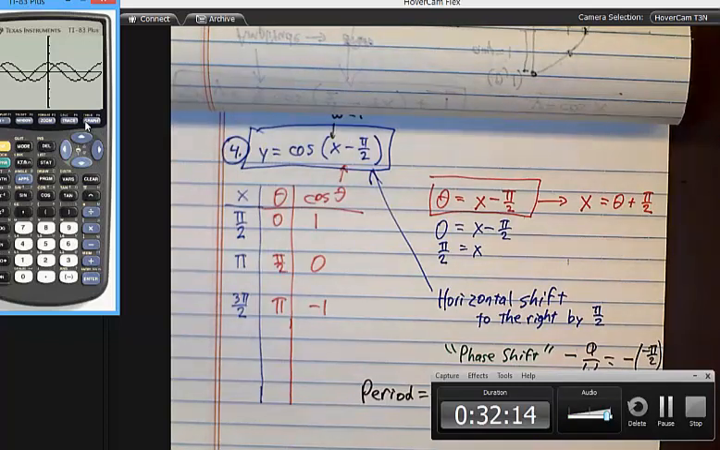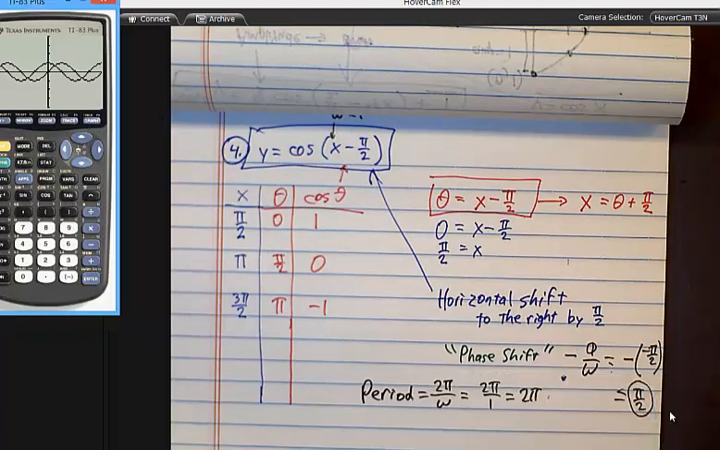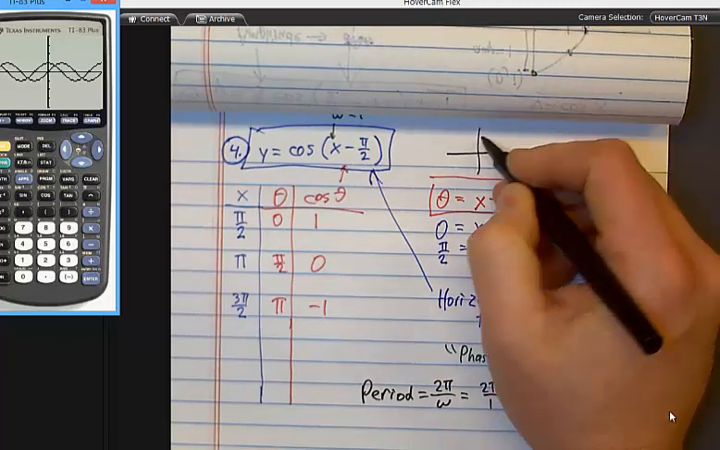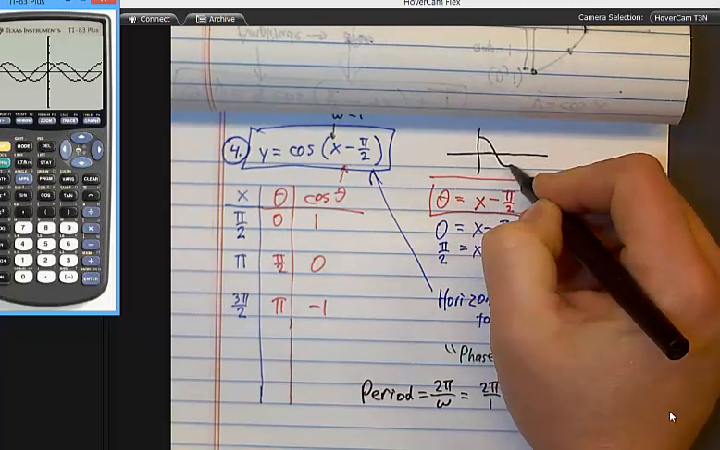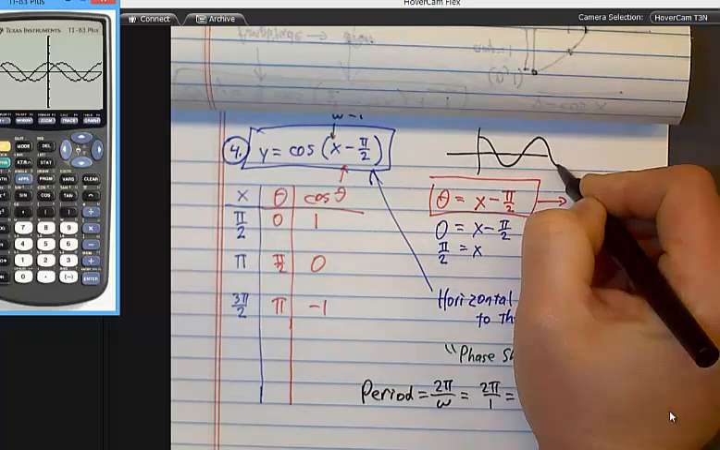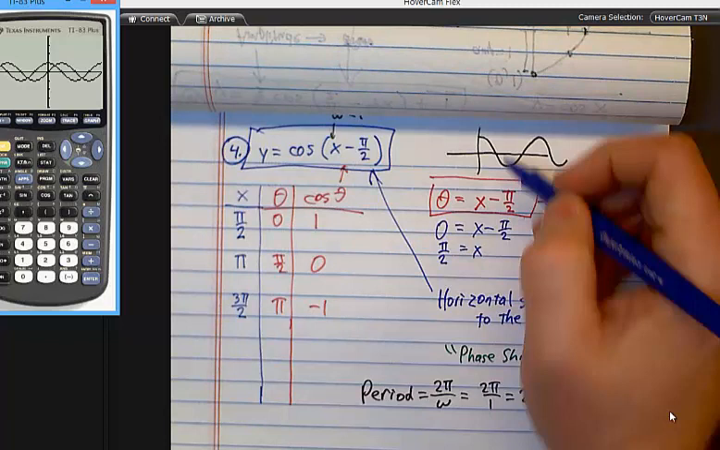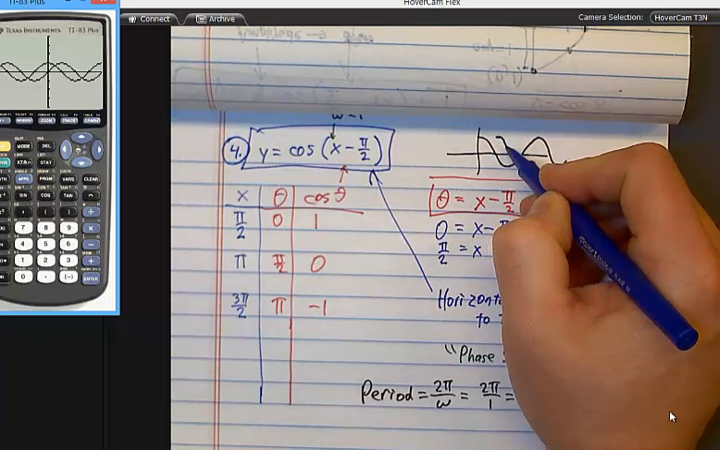Okay. So this is the kind of stuff we're trying to do when we do the graph. The problem says let's sketch a graph, right? So I would basically take my regular cosine graph and move it to the right by pi over 2. And so it's going to mirror it to the right by pi over 2.